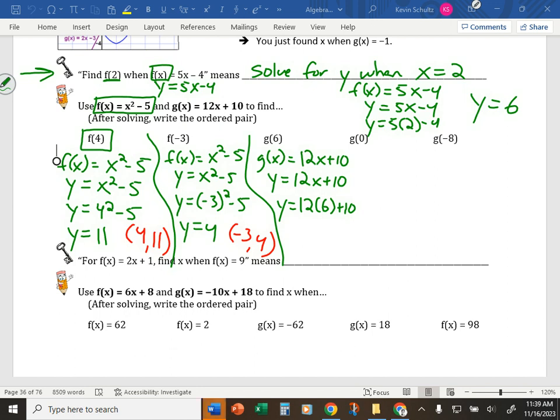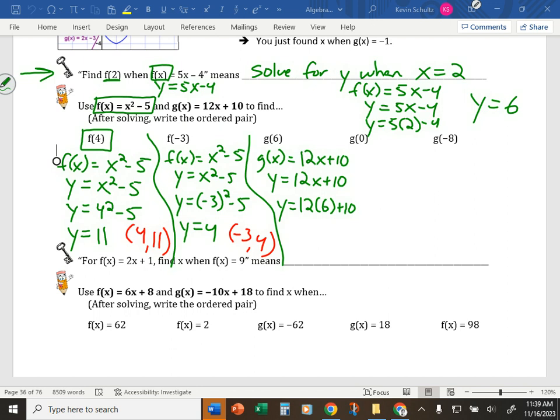Wait, what's the difference between g and f? Well, they're different equations. F of x is x squared minus 5. G of x is 12x plus 10. Just like up on the coordinate plane, our two graphs were different graphs. F of x was the U. G of x was the straight line there.